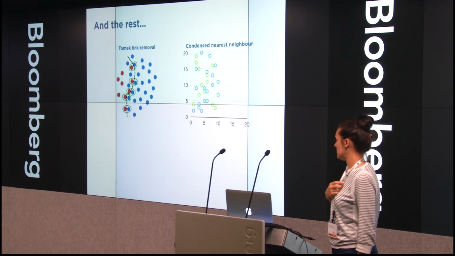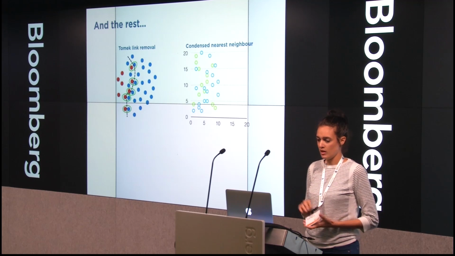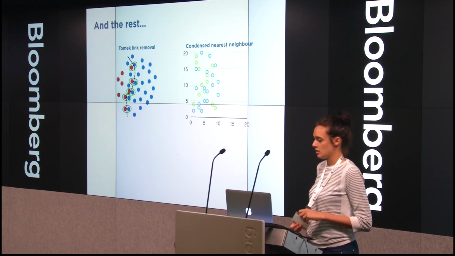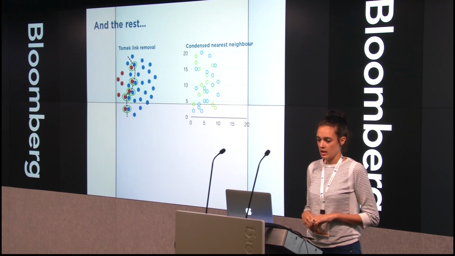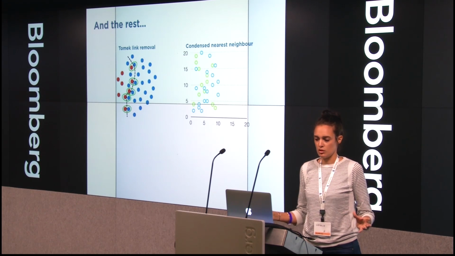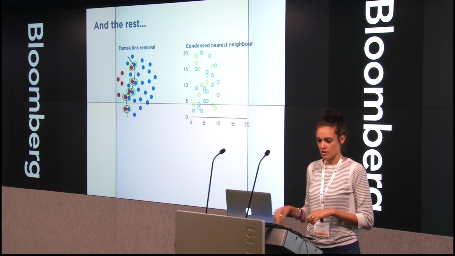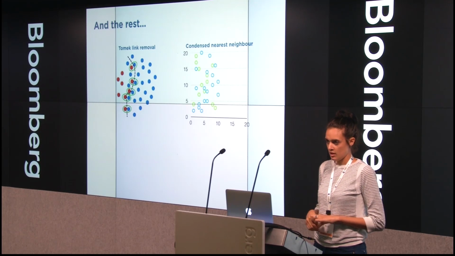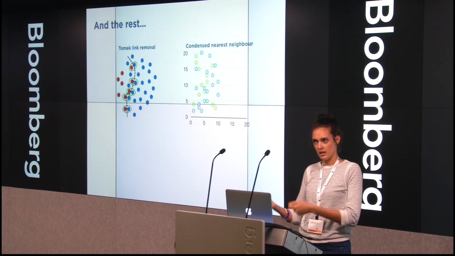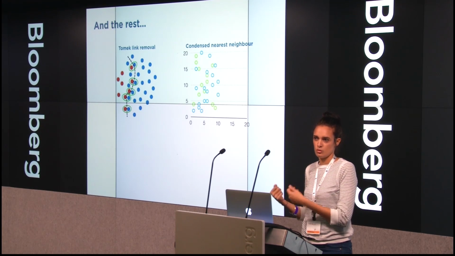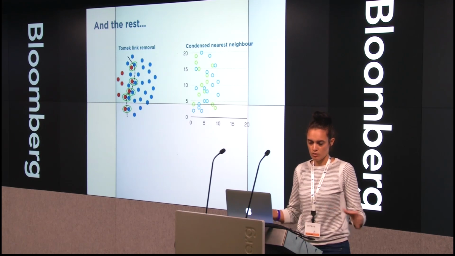And then there's condensed nearest neighbour. The goal here is to remove instances from the majority class that are very distant from the decision border. Effectively what you're doing is selecting a subset of samples from the training data such that the one nearest neighbour with the subset can classify the examples almost as well as one nearest neighbour with the whole data set.